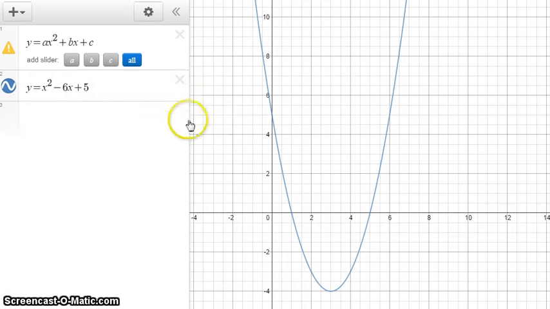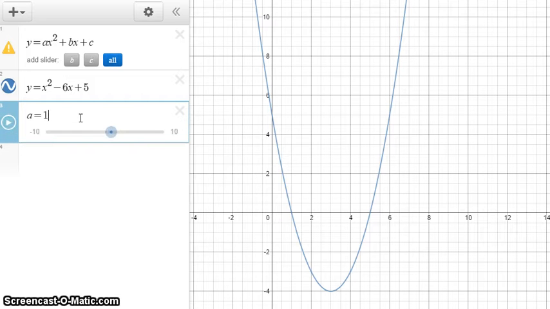Right now, if we just want to know if the parabola opens up or down, I'm only going to look at the leading coefficient, which right now is 1. My a is equal to 1, which is a positive number, so it is going to open up. So if the leading coefficient is a positive number, the parabola will open up.